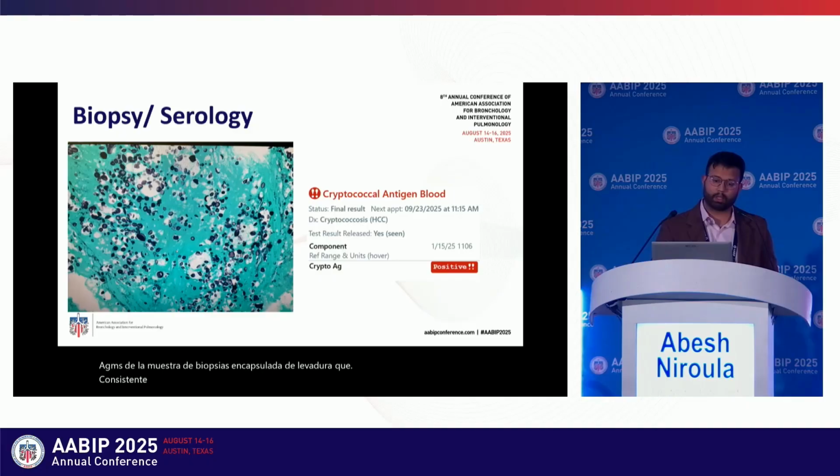Turns out that we had gotten serologies after the fact because no one was really expecting any type of infectious etiology for this patient, and her serum cryptococcal antigen was positive. She underwent 6 months of fluconazole therapy, not just for the pulmonary disease, but also for the presumed involvement of her spine, and now is disease-free and doing pretty well.